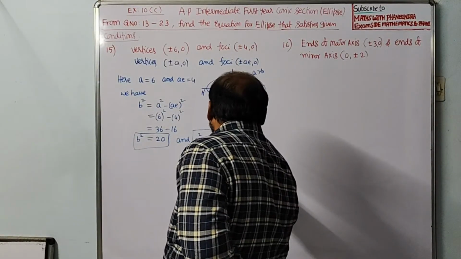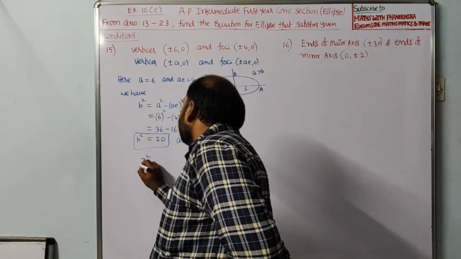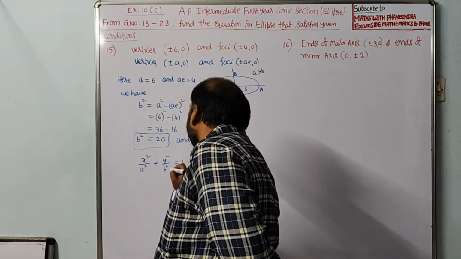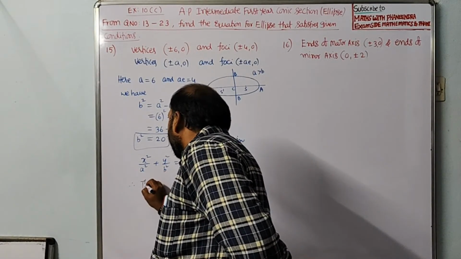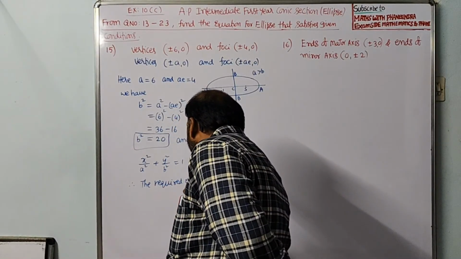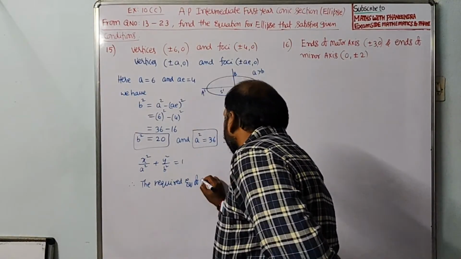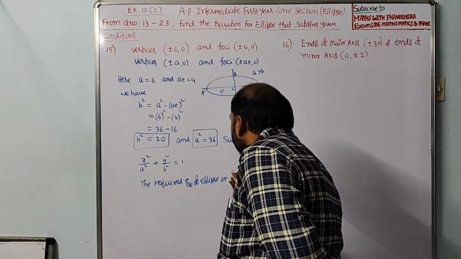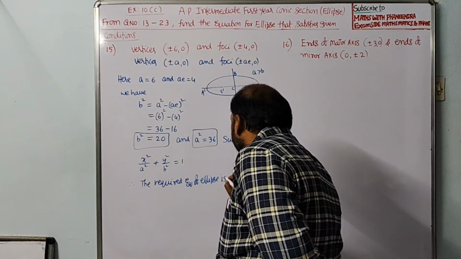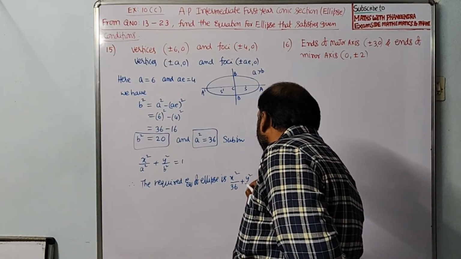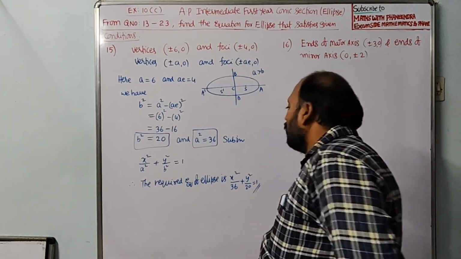Substitute in x square by a square plus y square by b square equal to 1. Therefore, the required equation of ellipse is x square by 36 plus y square by 20 equal to 1.